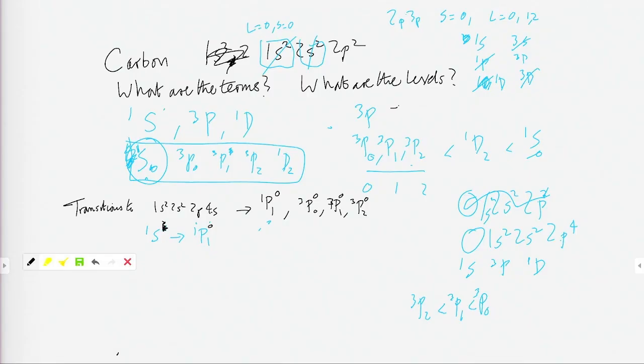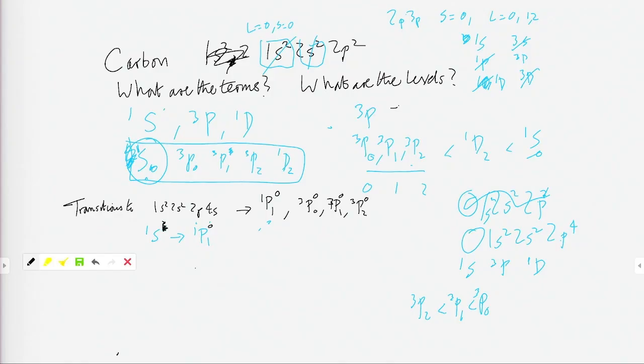No, it has to be even to odd. For a dipole selection rule, it must be even to odd. So that's even to odd state. You've got a transition from L equals 0 to L equals 1, is that allowed? Delta L, I think, has to be 0 or plus or minus 1. So that's allowed.